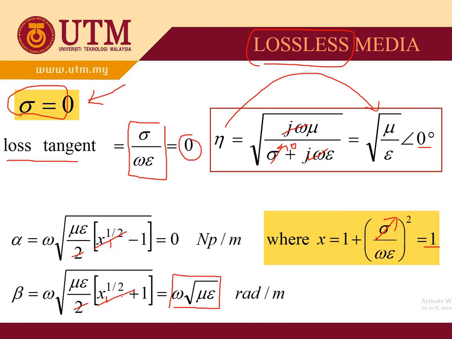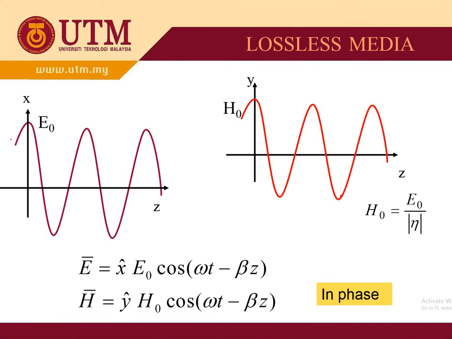This one is 1 minus 1, which is 0. Everything times 0 will become 0. That's why this alpha is 0. For the case of beta, 1 plus 1 is 2, so you can cancel out. That's why you are only left with omega square root of mu epsilon. Remember the unit: alpha is Nepers per meter and beta is radians per meter. In this lossless media, we continue.